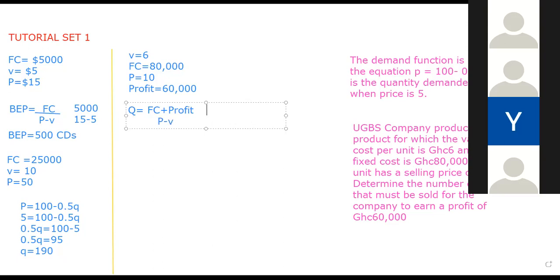The fixed cost is 80,000, plus a profit of 60,000. Then price is 10 minus variable cost of 6. And you just find the quantity. And then you are done.